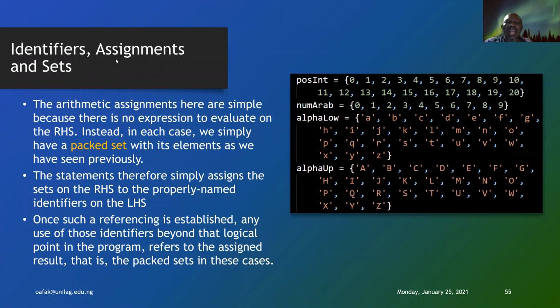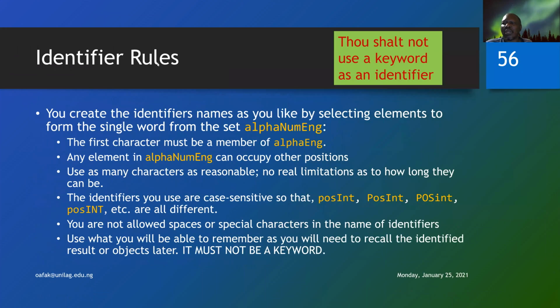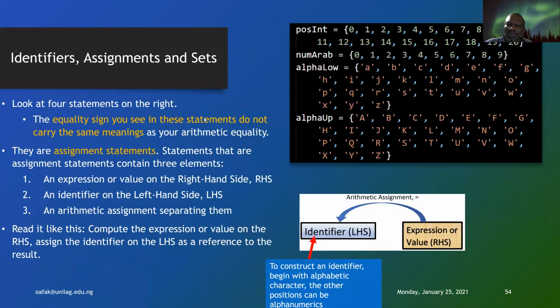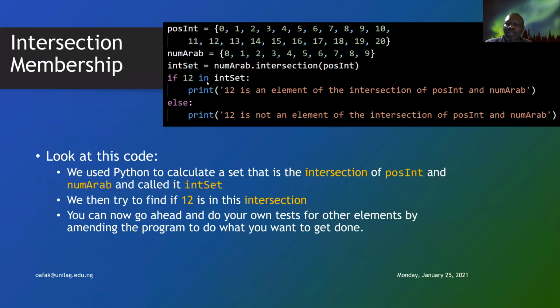Now, identifier rules. Rule number 1: thou shalt not use a keyword as an identifier. So what is a keyword? Again, you will get to know what keywords are shortly. But before we go on, let me just give you an example. We have already seen some keywords. The word in here is a keyword. The word print is a keyword. The word else is a keyword. The word if is a keyword. Those are words that are only used in specific contexts. They cannot be used as identifiers.